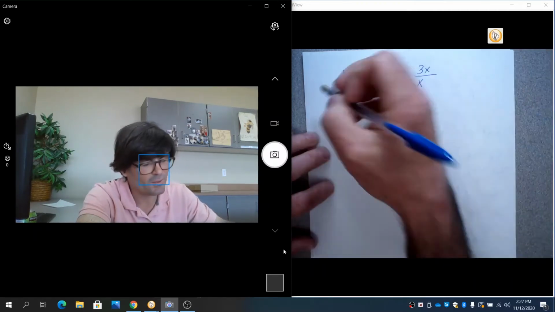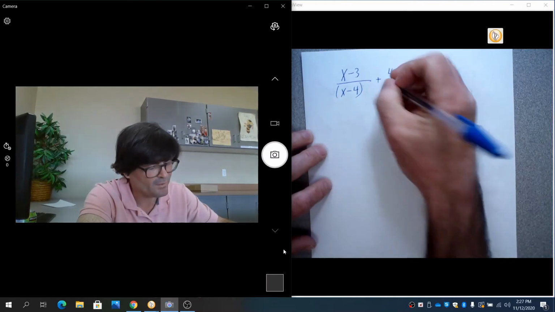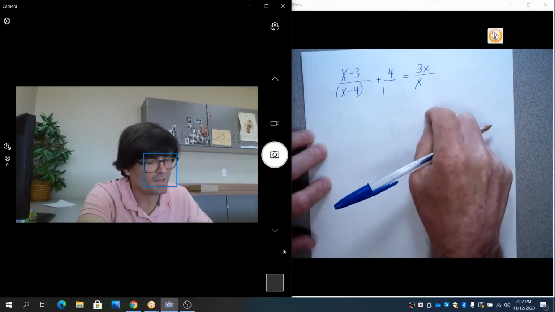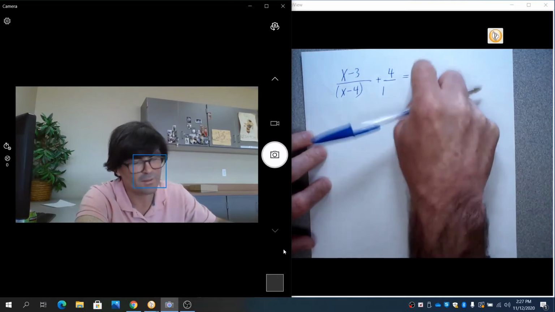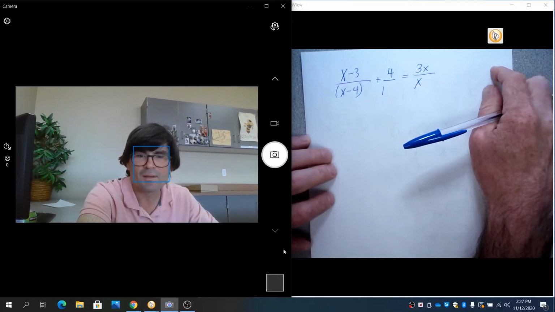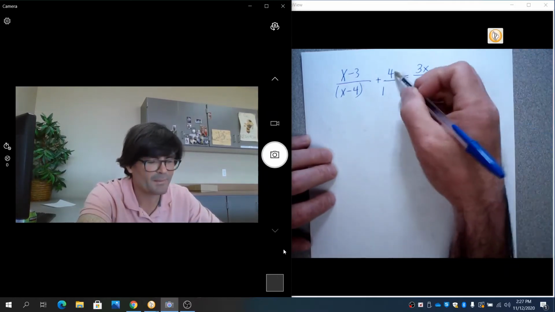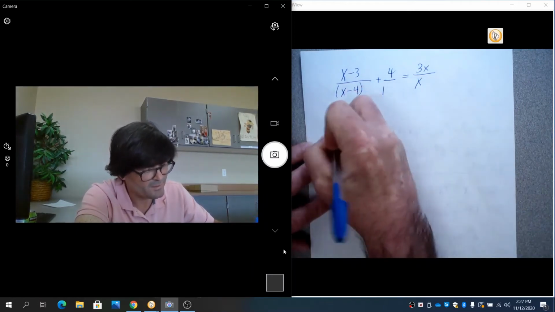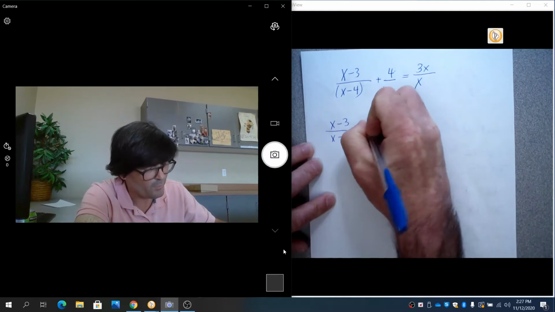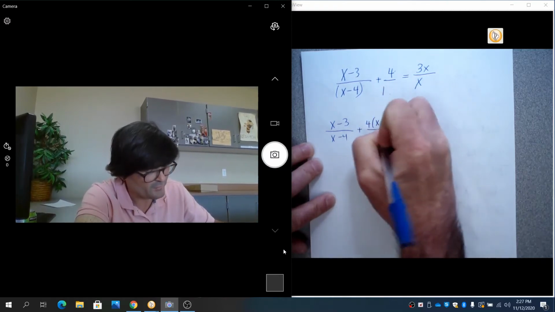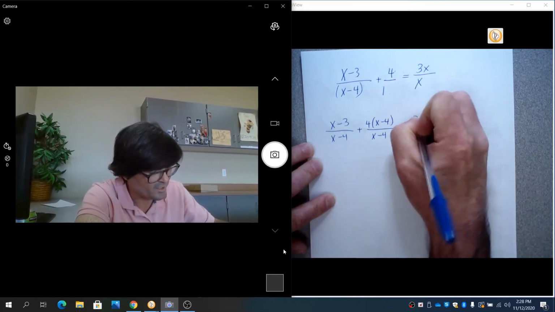Or I could multiply everything by x minus 4 here, here, and here, cancel that out. I could multiply by x, here, here, and here. Either one will work. I think in this case, I'm going to go ahead and just make this a common denominator. So we're going to just rewrite this. We've got 4 times x minus 4 over x minus 4, and the right side's not going to change yet.